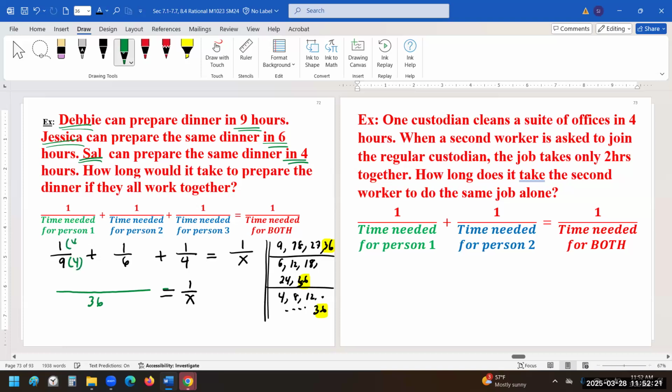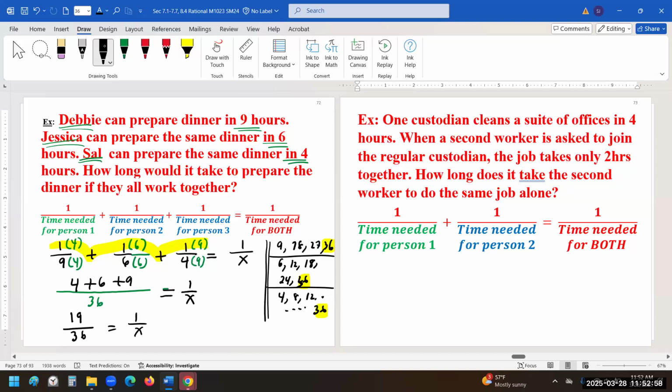So we do 4 and 4. Multiply 6 by what to get 36? 6 and 6. Multiply 4 by what to get 36? 9. That means we have 36 on all denominators. We have P, and we combine all the numerators. 4 plus 6 plus 9 gives us 19 over 36.